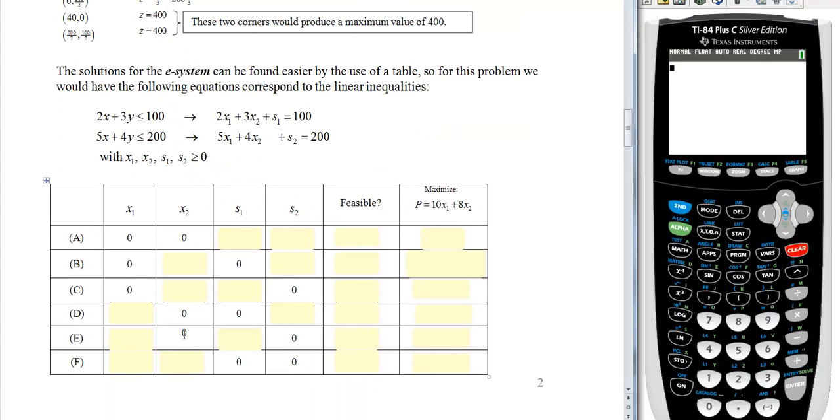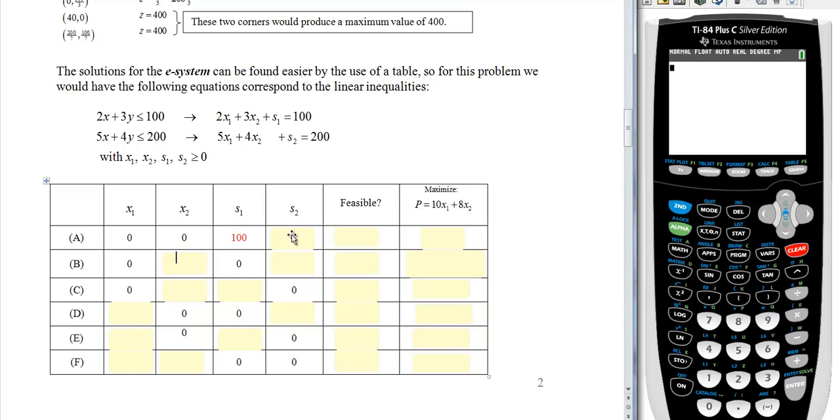So now the table is going to be given. You're going to have to fill it out. So let's see what we can do. In my A solution here, x sub 1, x sub 2 are 0. So I go back up to these equations, that E system, and substitute it in. So for this one, if x sub 1 and x sub 2 are 0, then I don't have to account for those. That would be 0, so my s sub 1 would be 100. Let's see if that's what I put.